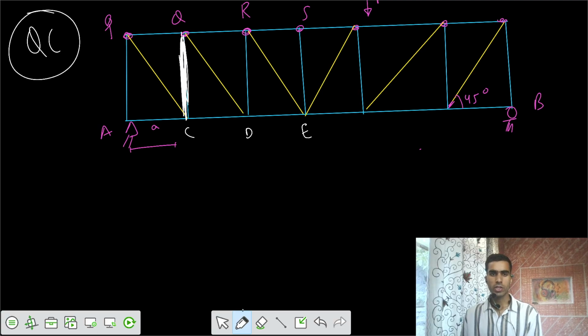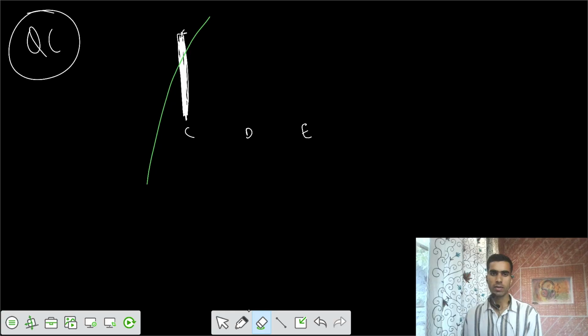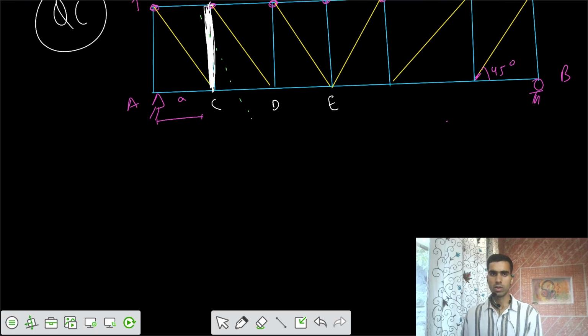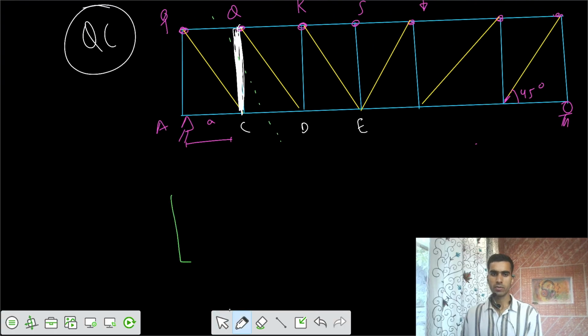Now we have to cut the section such that we have fewer unknowns. If I cut the section in this way, we get more forces. If I cut in this way, we have fewer forces. So let's take that one. Let's cut the section for the QC in this way, and I will show that section.